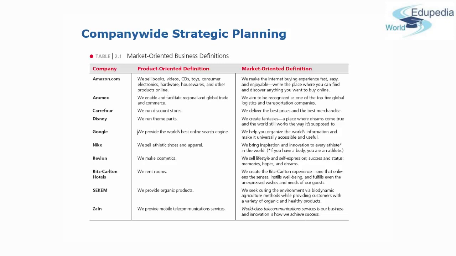Do you realize how important it is for us to look at the best companies out there and see how they define their business in terms of the product and market? You need to appreciate the level of detail and the distinction they're providing between these two definitions. Zain: we provide mobile telecommunication services, and the market oriented one is world class telecommunication services. Notice that market oriented is usually an ambitious definition. World class telecommunication services is our business, and innovation is how we achieve success.